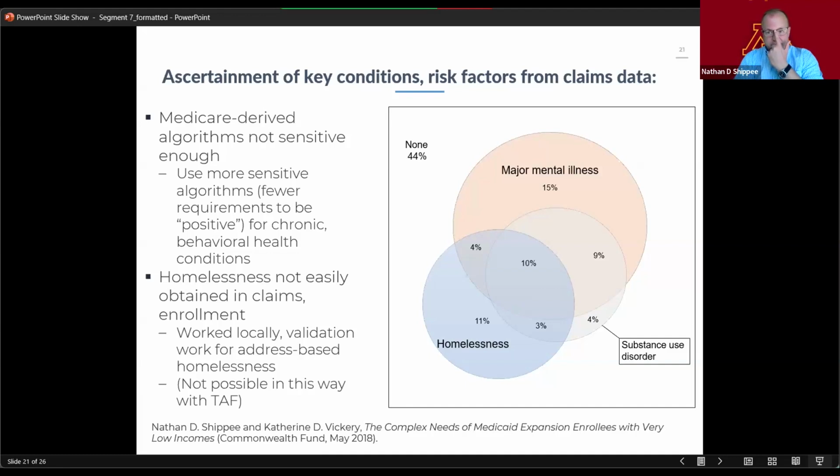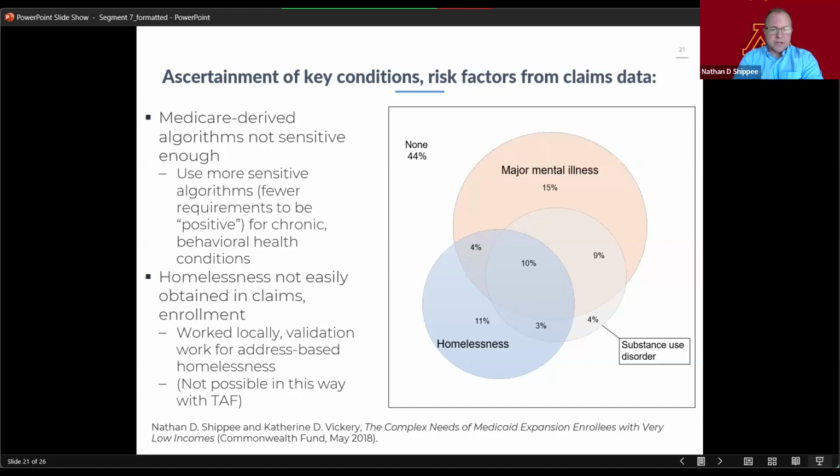So what we ended up doing was we allowed the algorithms to be more sensitive. We took the basis of those algorithms, but instead of requiring more than one type of claim to be positive for a particular condition, we allowed just one in some cases. So we retooled those algorithms, and that's one thing that we really had to do to identify things.